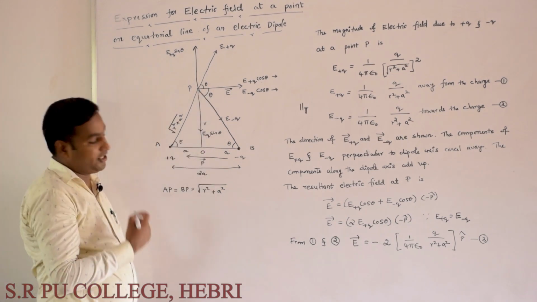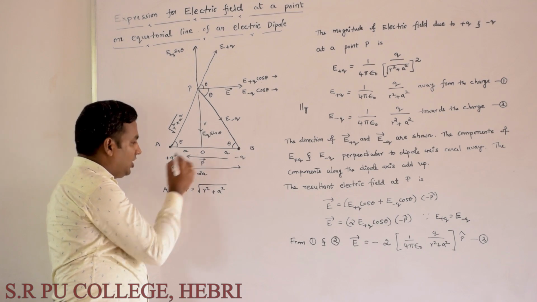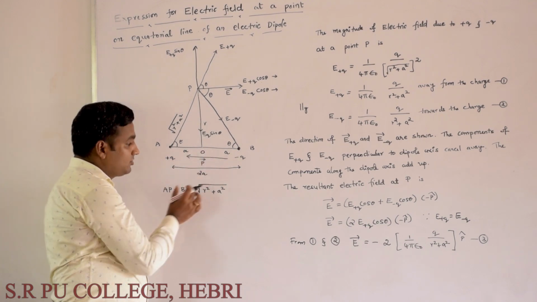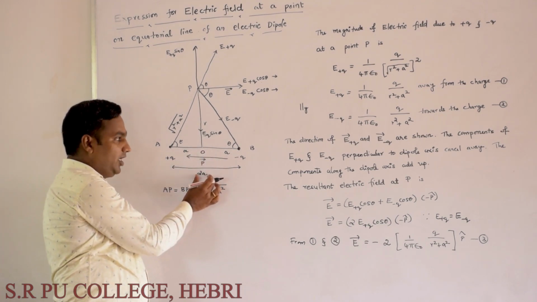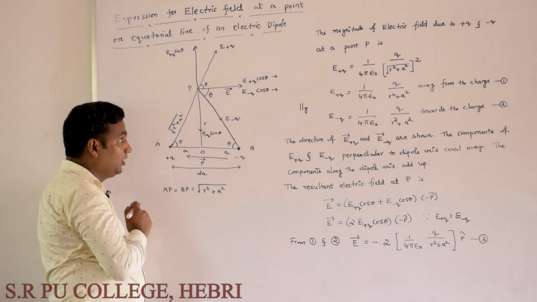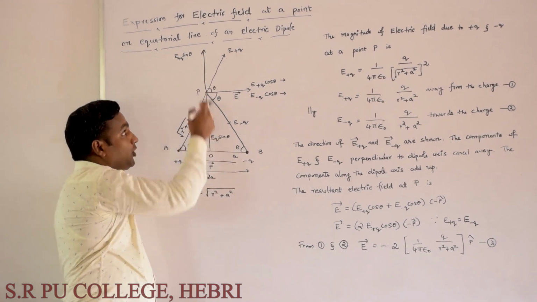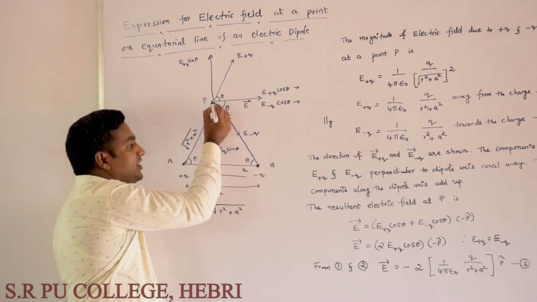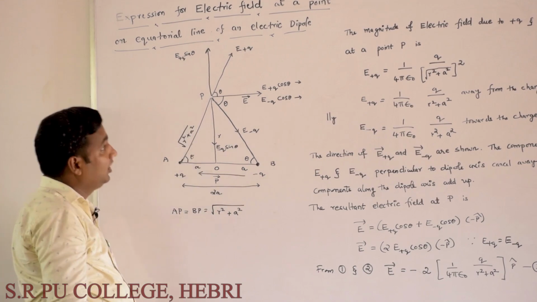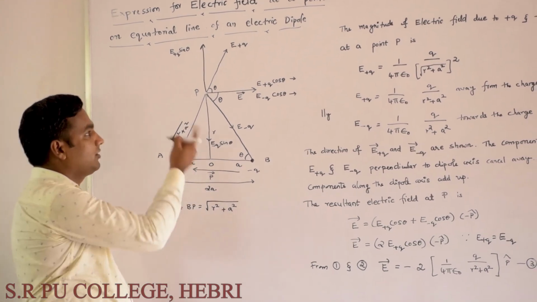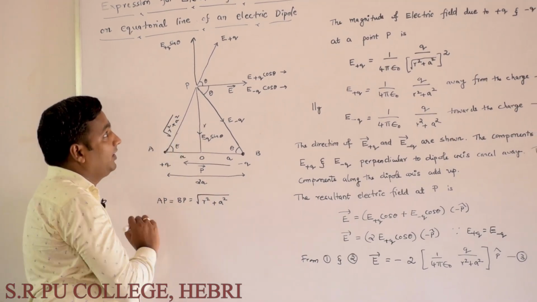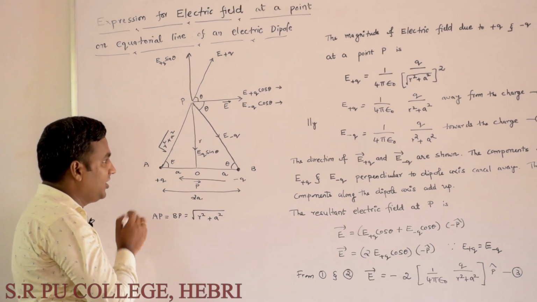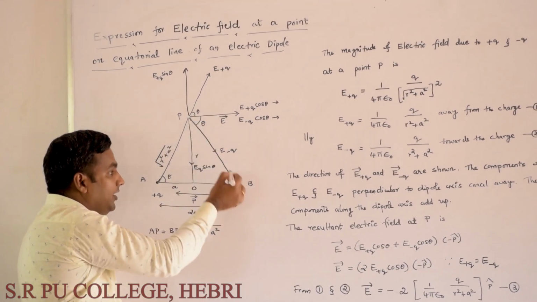Now, in this derivation, we consider two charges, plus Q and minus Q, separated by a very small distance 2A, that will constitute a dipole. We draw the perpendicular bisector or equatorial line, taken as OP. At a point P at a distance R, you have to find the electric field produced by the dipole. At point P, two electric fields are acting, from distances AP and BP.